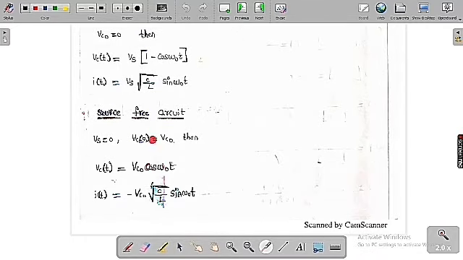Another special condition is the source free circuit. Source free circuit means the supply voltage is 0, which means Vs is equal to 0, but the initial capacitor voltage is not 0, which is Vc of 0 is equal to Vc naught. Then what is going to happen? In the above general expression, substituting Vs equal to 0, we are going to get Vc of t is equal to Vc naught into cos omega naught t, and I of t is equal to minus Vc naught into under root of C by L into sin omega naught t. So this is the expression we are going to get.